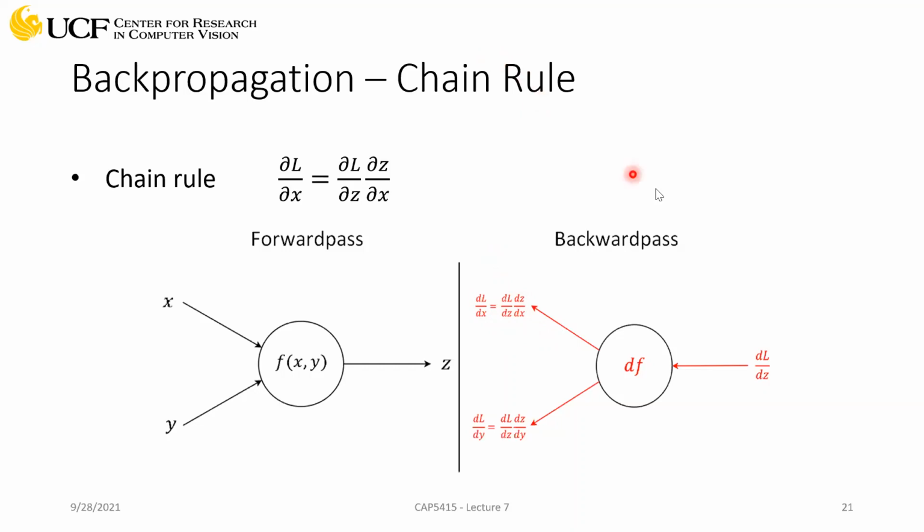Okay, so question from Anshuman, forward pass same as inferencing? Yeah, that's true. Okay, so that's at a very high level how the network training works and why the chain rule is very important.